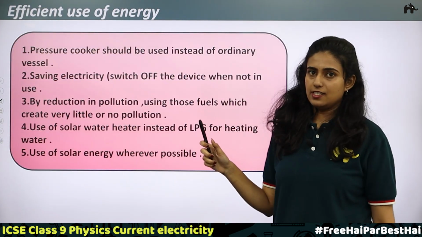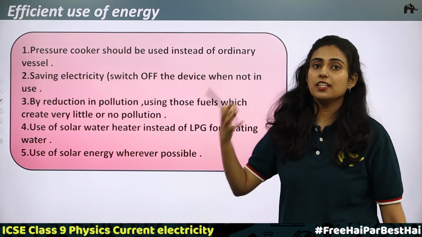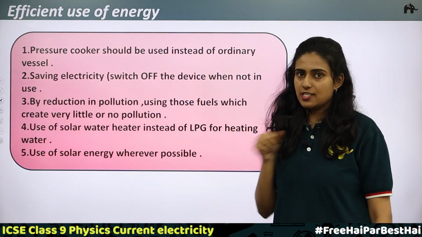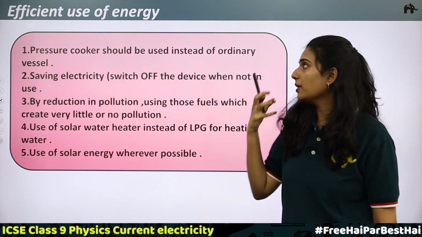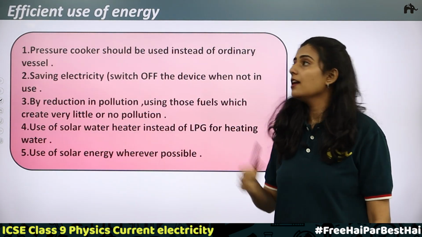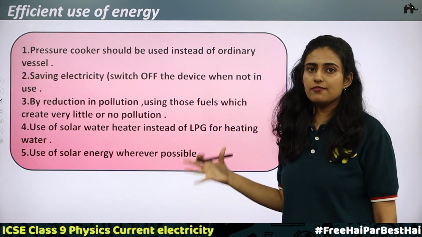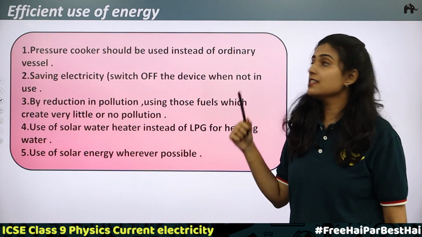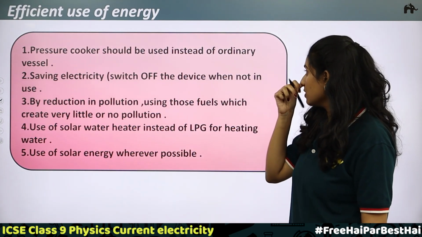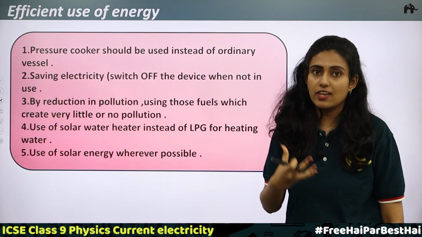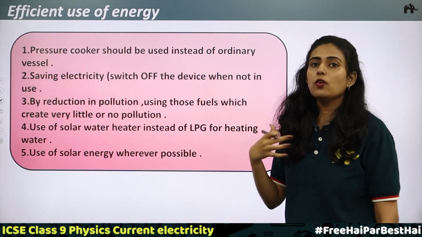Efficient use of energy. Energy should be used in an efficient manner so that energy will be there for the future generations as well. So we have to adopt eco-friendly practices in order to avoid the wastage of energy. Some of the eco-friendly practices are given here. First one is that a pressure cooker should be used instead of ordinary vessels. When a pressure cooker is used, you can save energy. The food gets cooked more easily.